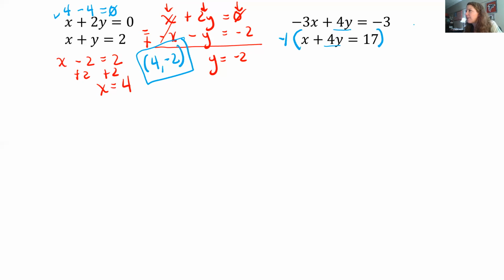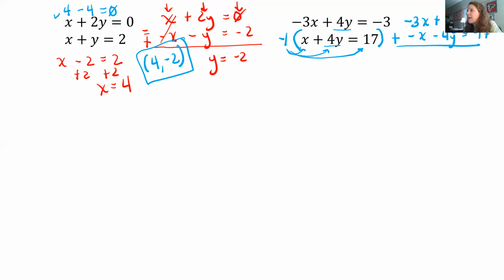So I'm going to bring down that first equation the way I see it. So I see -3x plus 4y equals -3. And now I'm distributing that -1 to everything. So I have -x minus 4y equals -17.